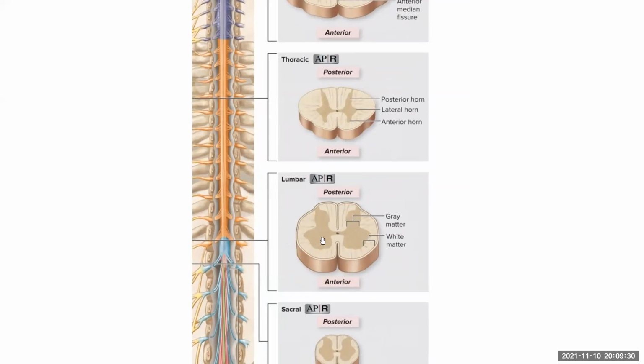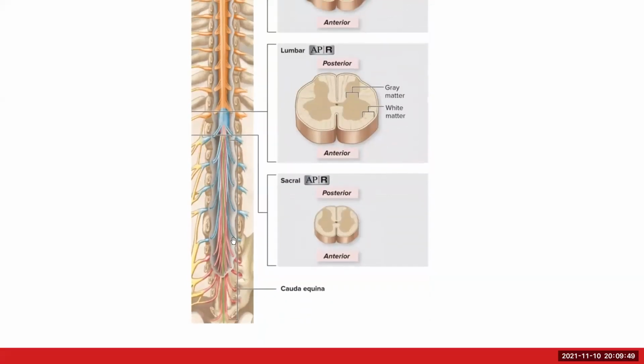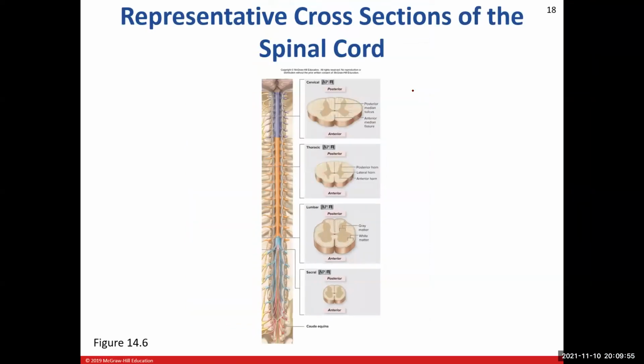In proportion, a lot more gray matter than there is white matter. And then when we get way down into the sacral region, just before the spinal cord terminates at the conus medullaris, you'll notice very little white matter in comparison to the gray matter there. So you can see here on our drawing, there's our cauda equina. So again, we're terminating our cord there at L1.